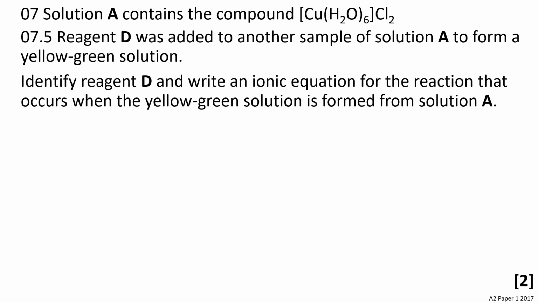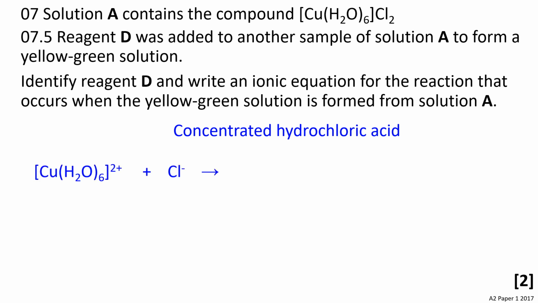The only yellow-green solution that copper 2+ forms is [CuCl4]2-. Concentrated HCl must be used to provide the Cl- ligand. Once we have the reactants and product, all we have to do is balance the equation.